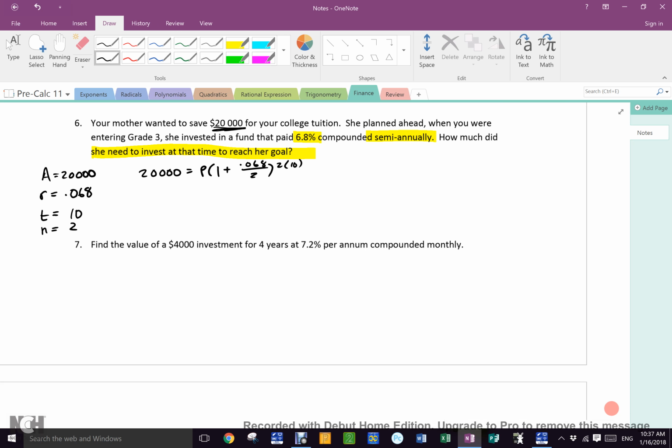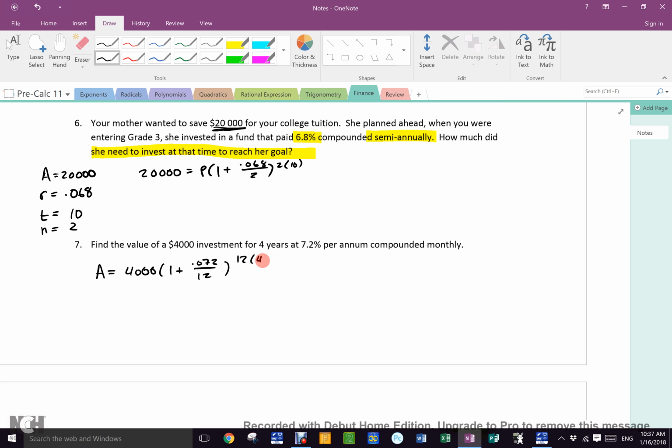What am I looking for? An amount, a principal, a rate, or a time? I'm looking for the amount. So I know my principal, 4,000. 1 plus my rate, 0.072. Compounded monthly, divided by 12. To the 12 times 4. Everybody cool?